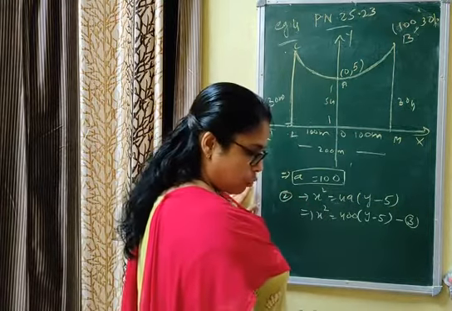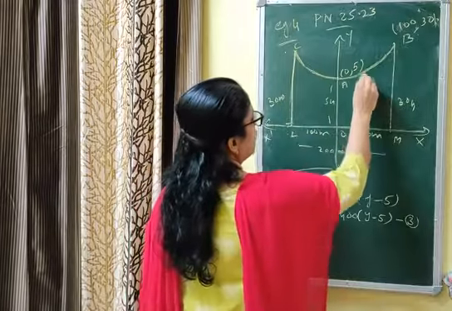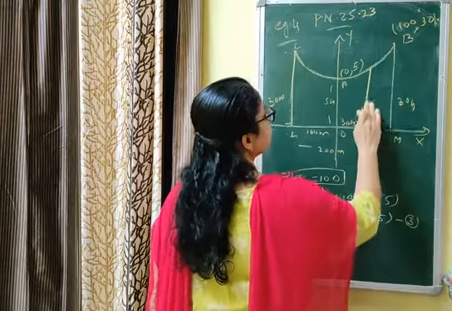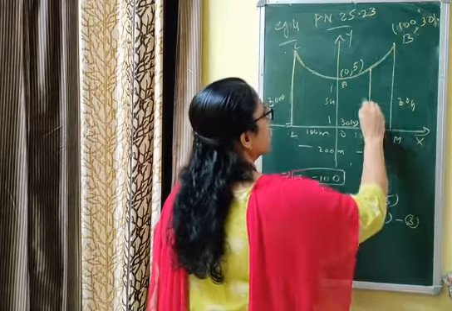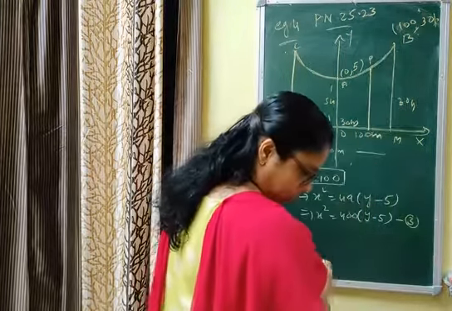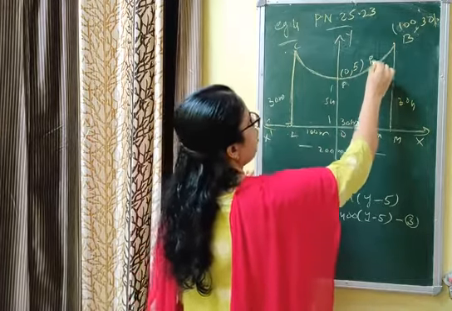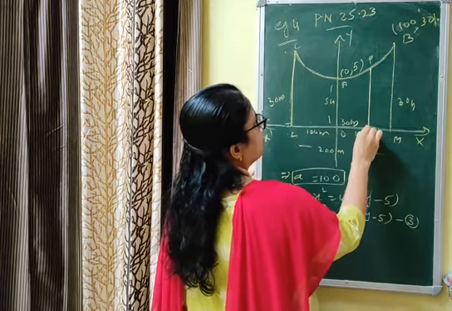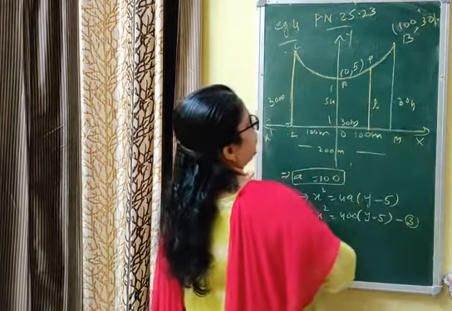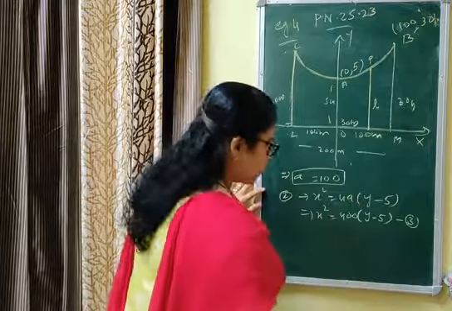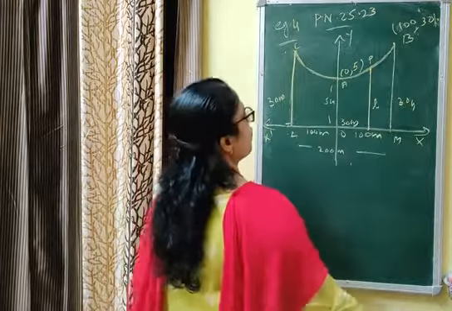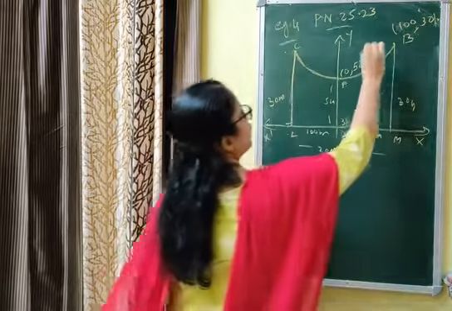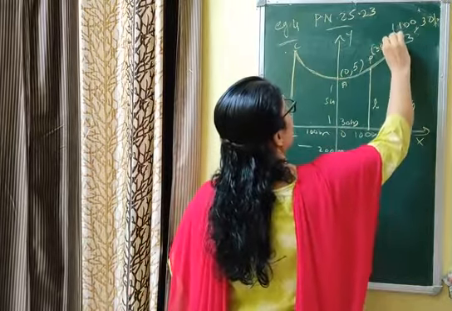Next, you have to find the length of the vertical pole which is at a distance of 30 meters from the center. Let P be the point on the parabola which is at a distance of 30 meters from the center of the parabola, and let its height be L. Then the coordinate of P becomes 30, L.